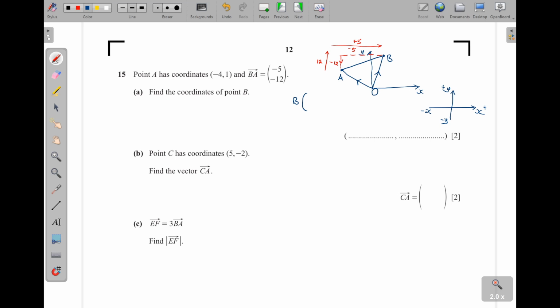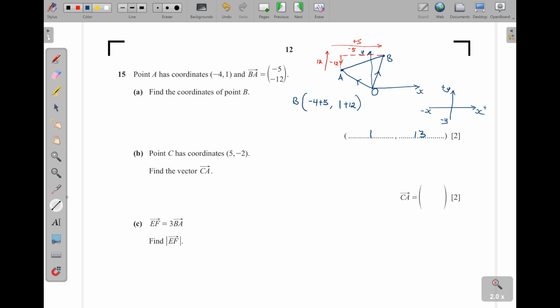The ones of A, we have -4. Now, since we are moving 5 units now to the right, that one will be +5. Okay? We're moving to the right. And then the Y coordinate of A is 1. And then this is 12. We are moving up. So we put +12. And the answer here becomes a +1 and then a 13 here.